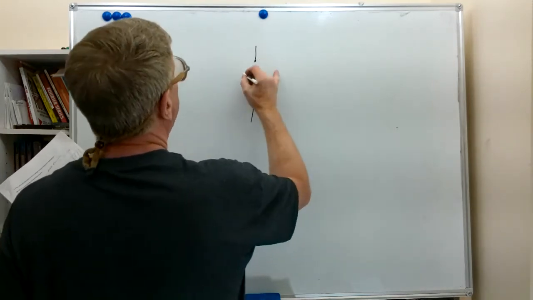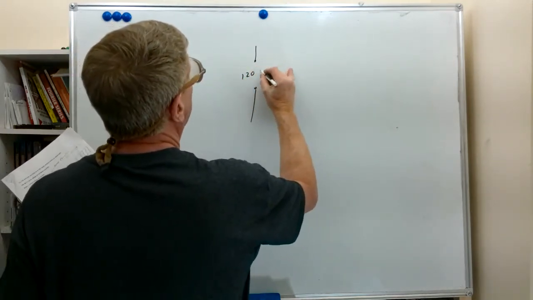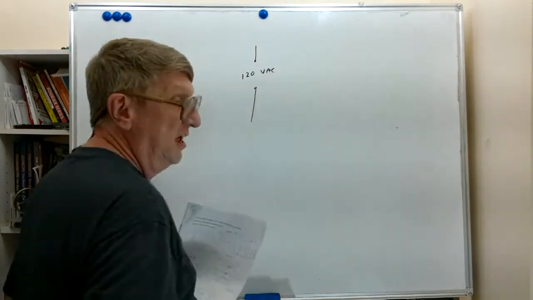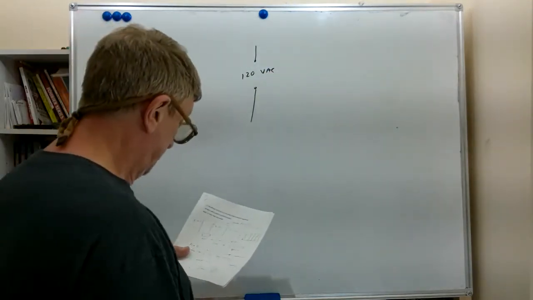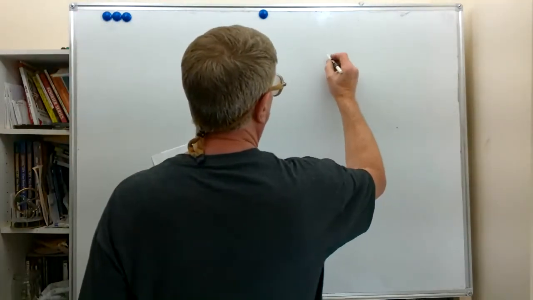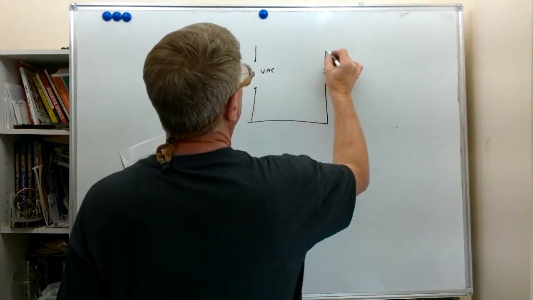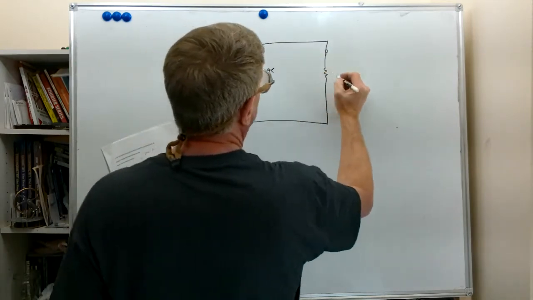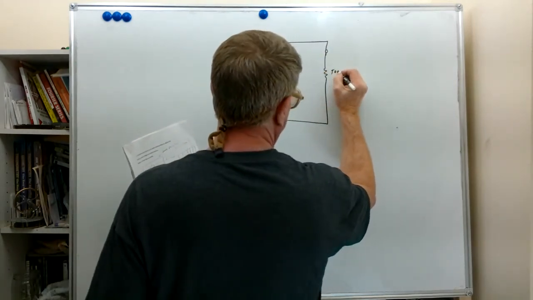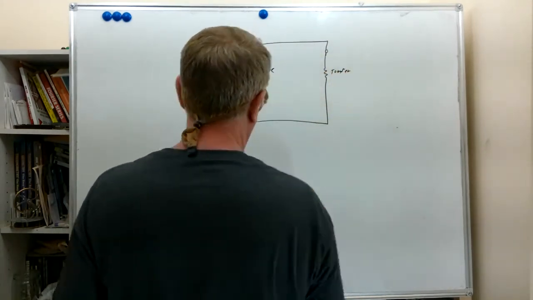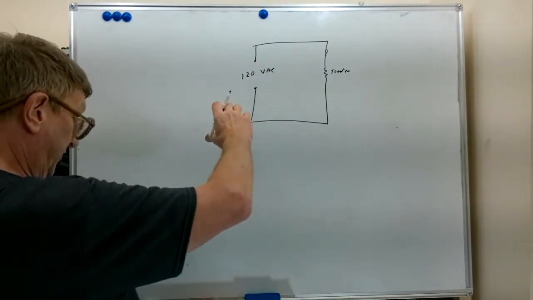And we'll just represent that this way as 120, and we'll go VAC to indicate an AC voltage. When you plug your toaster in, a toaster is basically just a resistor. We'll write toaster here. It connects back to 120 volt AC.